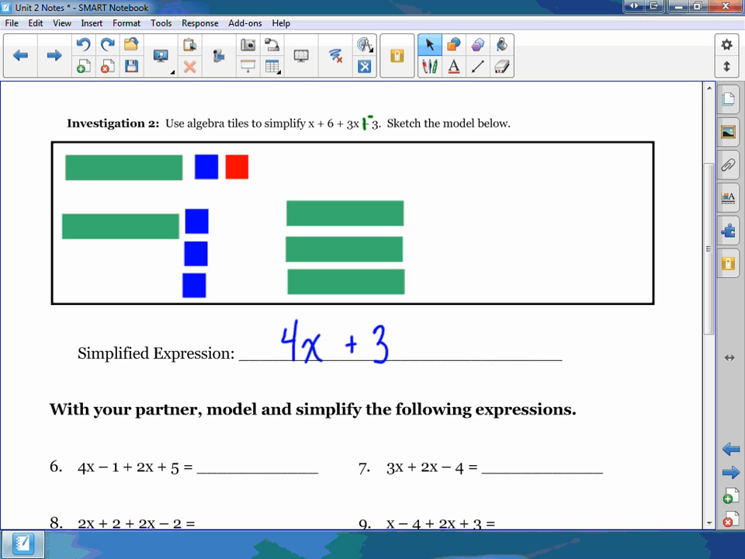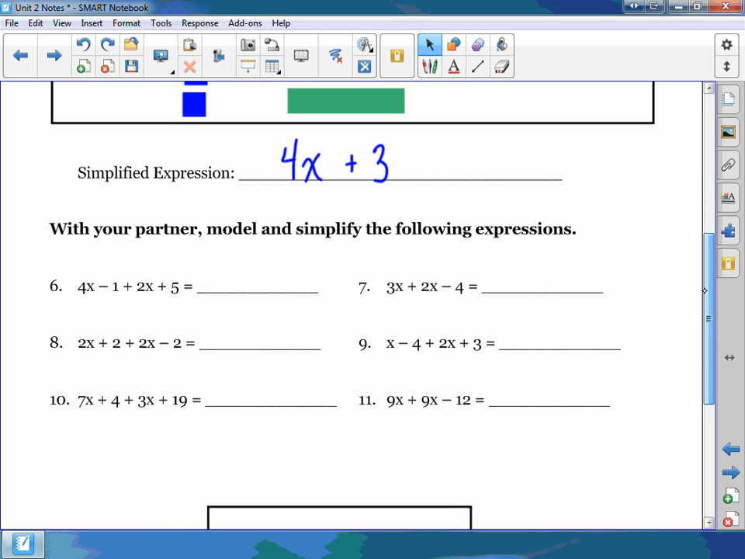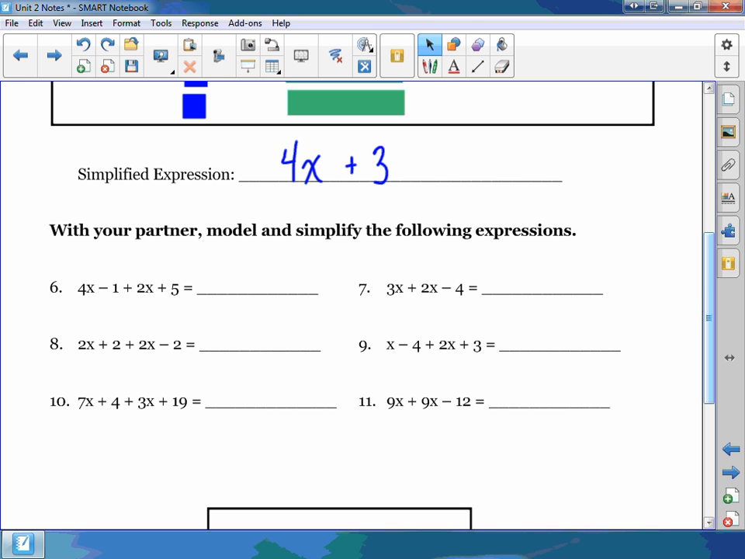Now, at this point, you probably are figuring out a quicker way to do this, and you're not necessarily needing the tiles in order to do all of these, which is fine. That's what I ultimately wanted you to do. But for this next section, it says to model and simplify. Model if you have to, but if you've got it, then go ahead and simplify each one of these. I'm just going to share these answers with you so you can check.